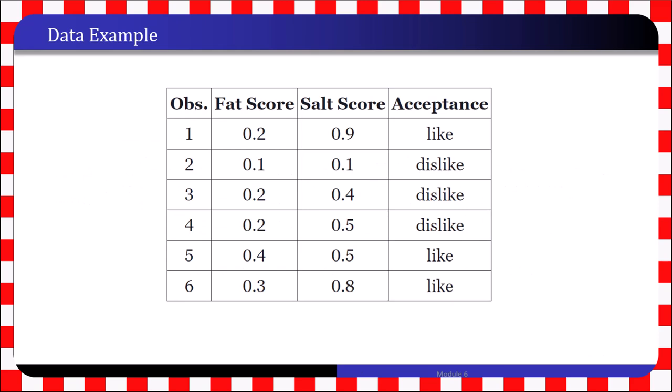Now take a look at this numerical example, which is from the Data Mining for Business Analytics book. This table includes information on a tasting score for a certain processed cheese. The two predictors are scores for fat and salt.